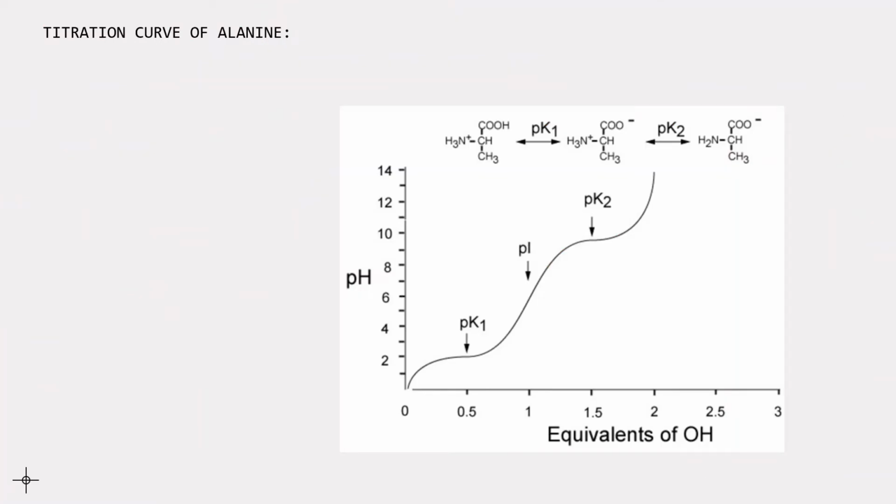So now we'll talk about the titration curve of alanine. This titration curve of alanine will clear off all the doubts we have on why there is a pK1 value, pK2 value, and Pi value, and how they differ from each other.